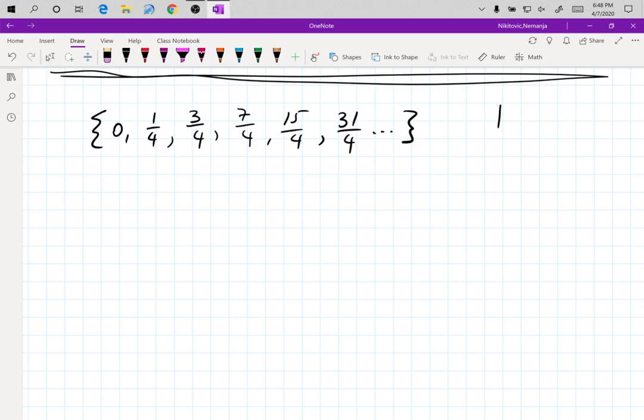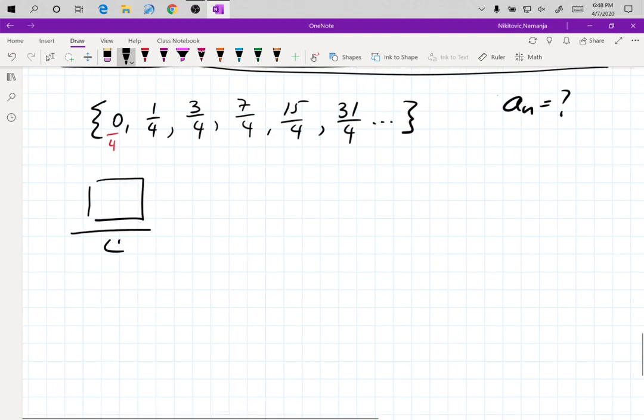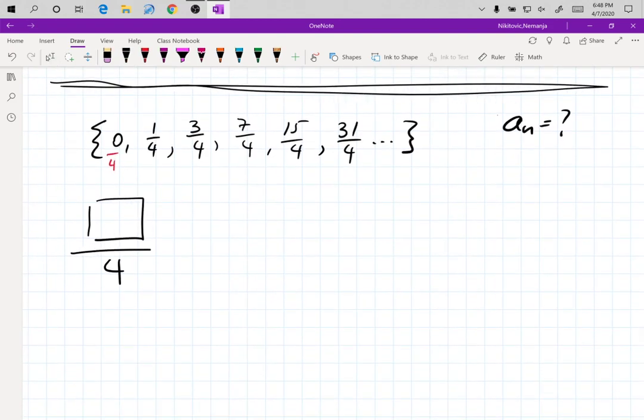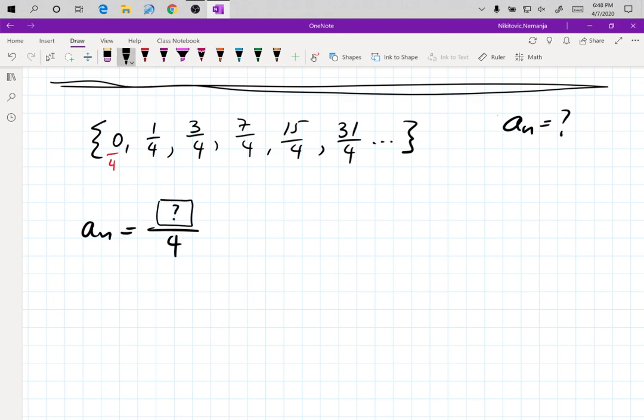Well, let me actually put here, what is AN? Right, that's the question. So I can put over 4 on the first term. That's okay. And what I see is that I have something divided by 4. So that's how much I know right now, that AN is equal to something divided by 4. That's how much I know.